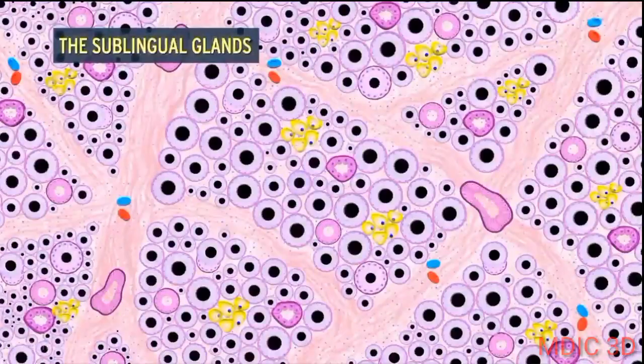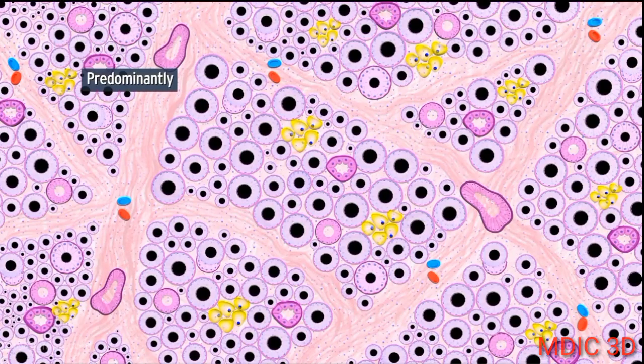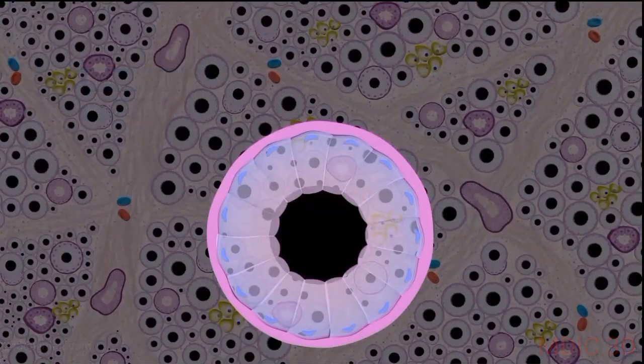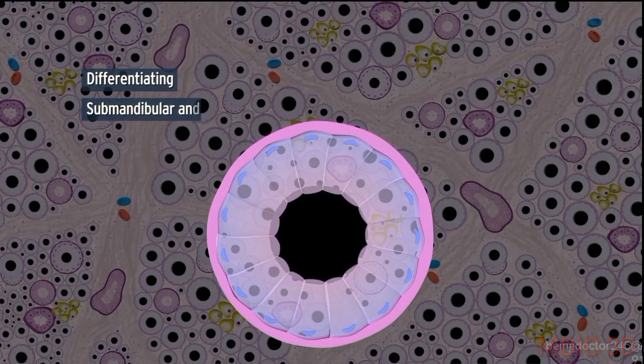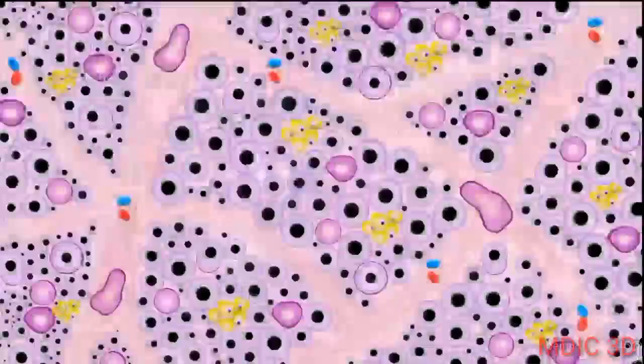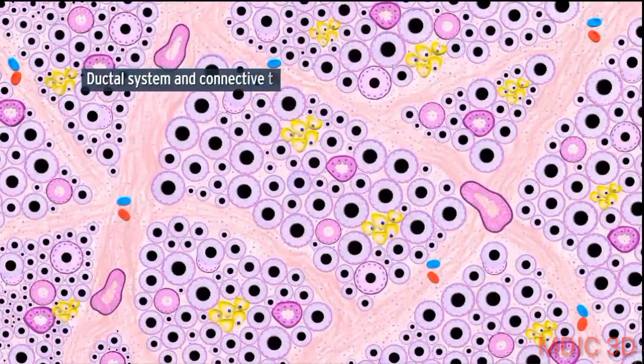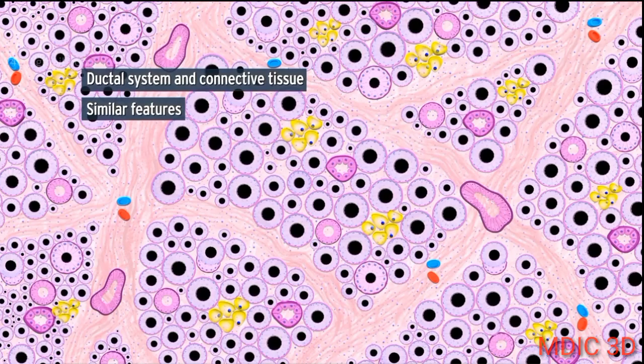The sublingual glands. The sublingual salivary glands are predominantly made up of mucous acini. This marks a differentiating feature between the submandibular and sublingual glands. The ductal system and connective tissue show similar features to those of the submandibular gland.